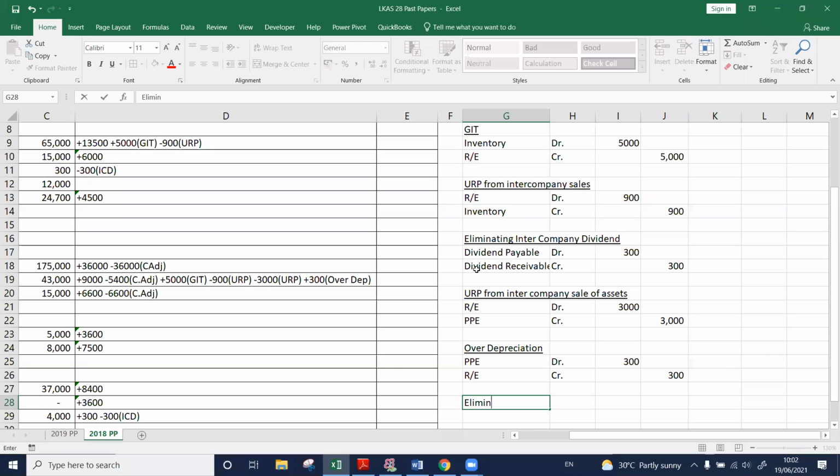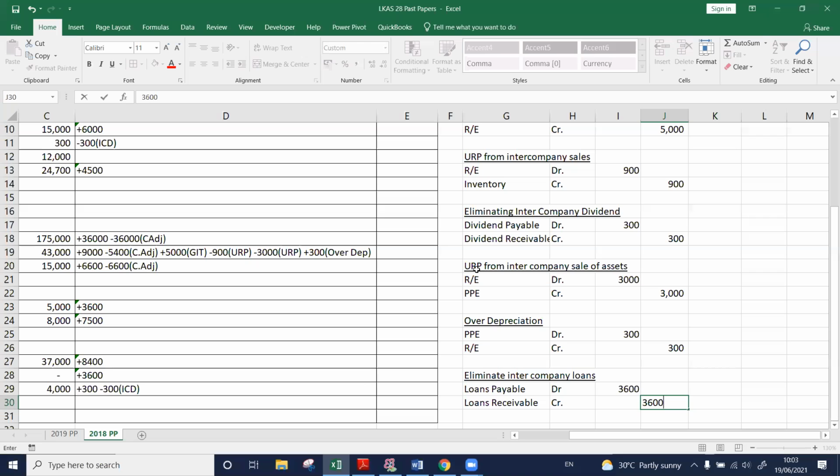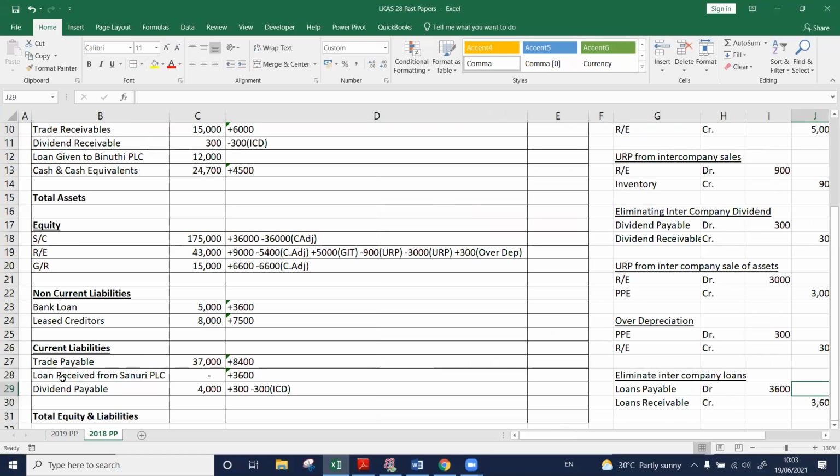Eliminate intercompany loans. The loans payable account needs to be debited. The loans receivable account needs to be credited by 3,600, which is 30% of 12,000. Loans payable, here loans received from Sanuri PLC, needs to be debited by 3,600 intercompany loan.